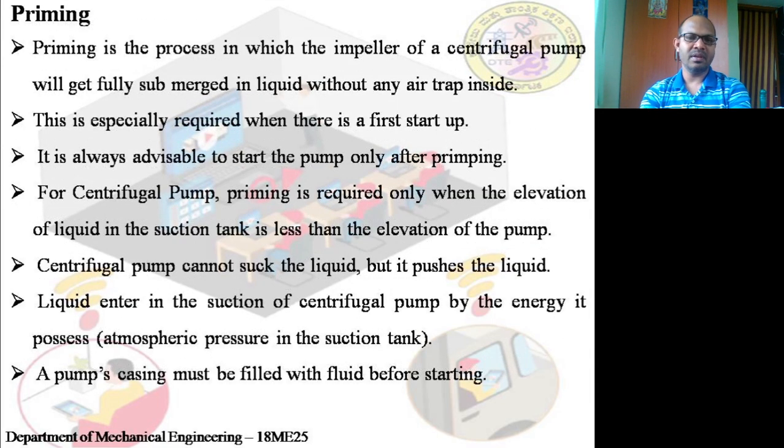So then, how can you overcome these cavitation problems? Cavitation problems can be overcome with a process called priming. Then what do we mean by priming? You might have already observed people doing this, but you are not aware that it is called priming. Priming is the process in which the impeller of a centrifugal pump gets fully submerged in liquid without any air trapped inside. Is that clear?